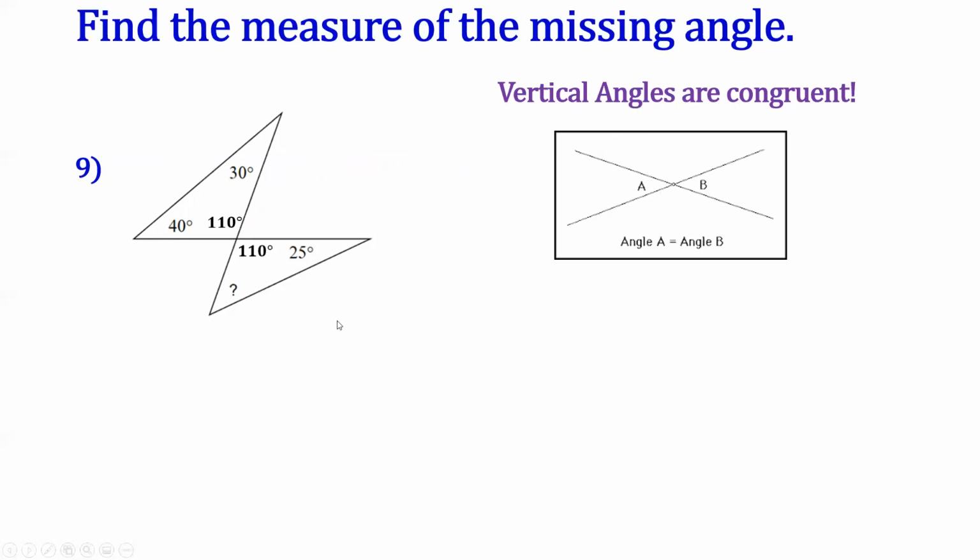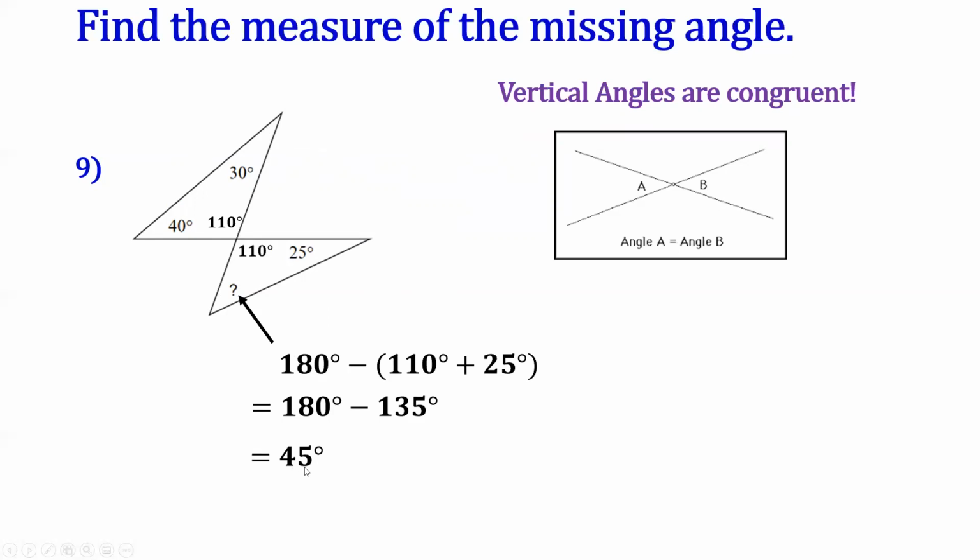And now hopefully you see what we're going to do. I now have a triangle on the bottom, and I'm just going to do the same thing I did with the top. I know that these three angles add up to 180. So I take 180 and I subtract what we know. The 110 plus the 25 gives me 135. And 180 take away 135 is 45 degrees. So our final answer, the missing angle, is 45 degrees.